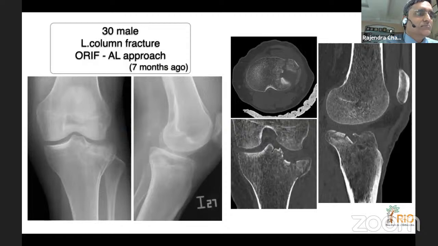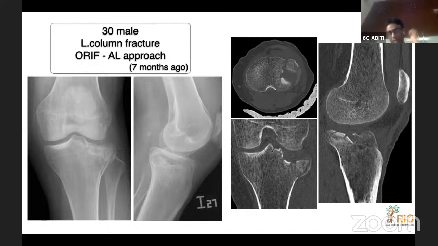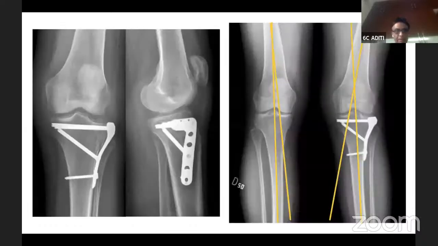This is a case of a 30-year-old male who had a lateral column fracture. He underwent ORIF around 7 months ago. As you can see, the CT scans of the initial injury. And this is what he ended up with. A plate on the lateral column.